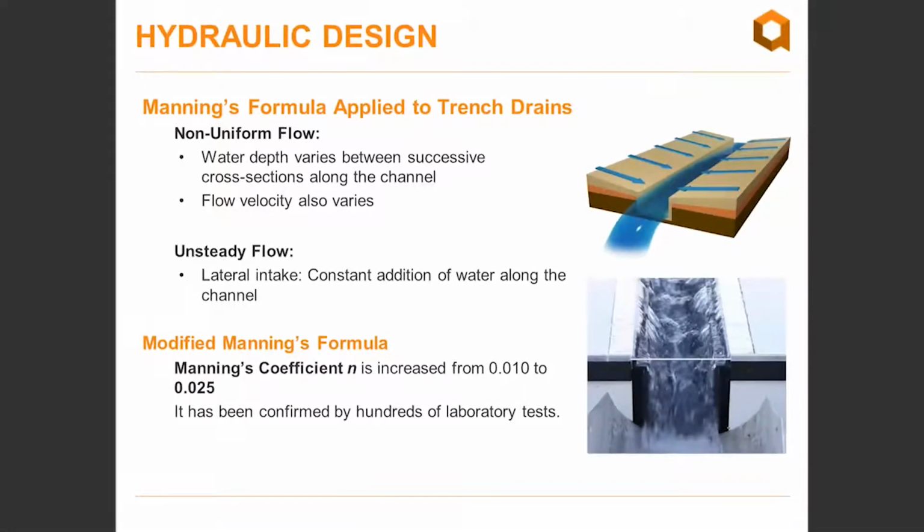So we call that the modified Manning's formula. And basically what we do is we increase the Manning's coefficient from 0.010 for the polypropylene to 0.025. And those results have been verified and confirmed by hundreds of laboratory tests.